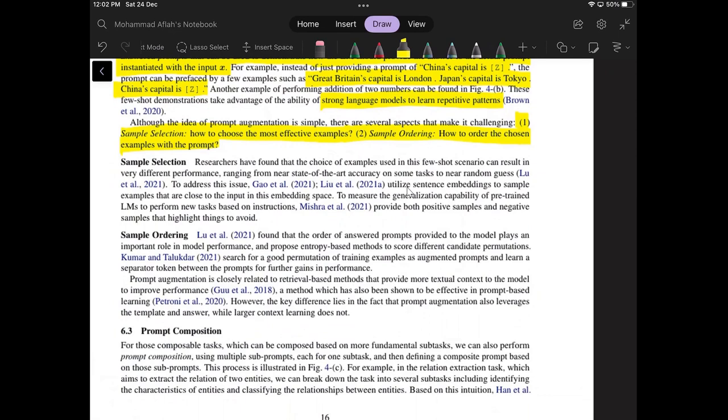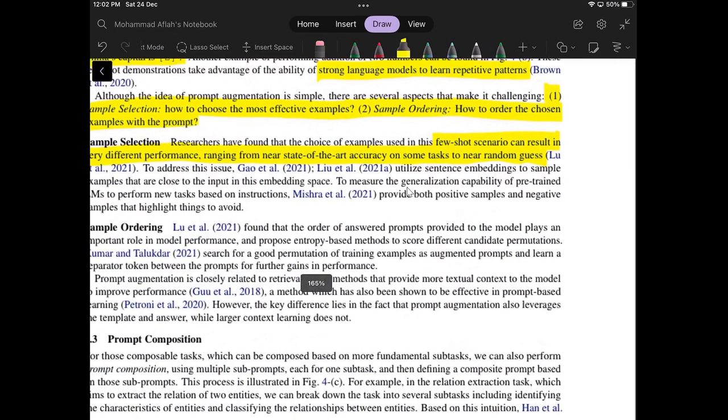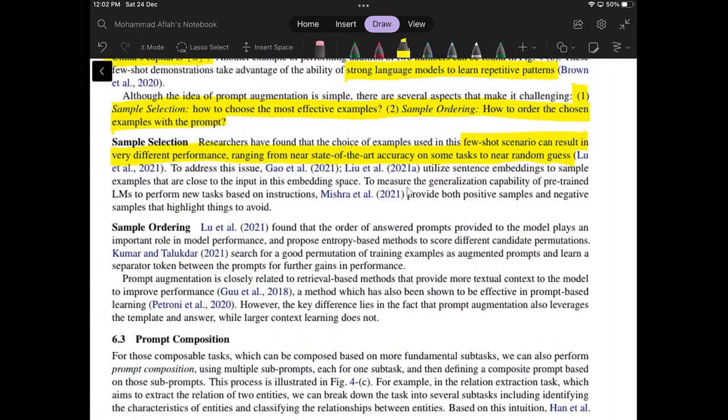For sample selection, researchers have found that the choice of samples used in the few-shot scenario can result in very different performance, ranging from near state of the art to near random guesses. To address this issue, Gao et al. and Liu et al. utilize sentence embeddings to sample examples that are close to the input in embedding space. To measure the generalization capability of pre-trained language models to perform new tasks based on instruction, Mishra et al. provide positive samples and negative samples that highlight things to avoid.